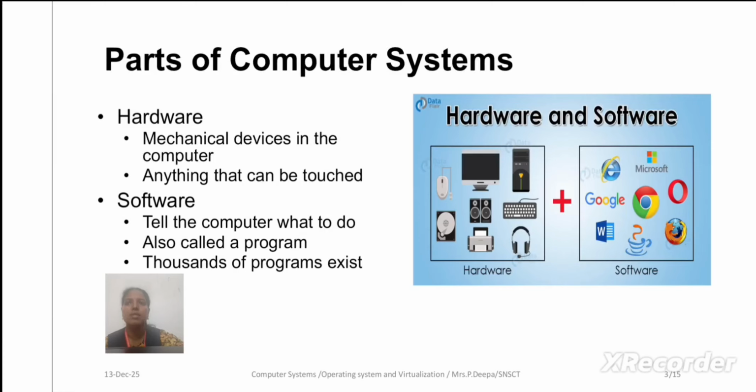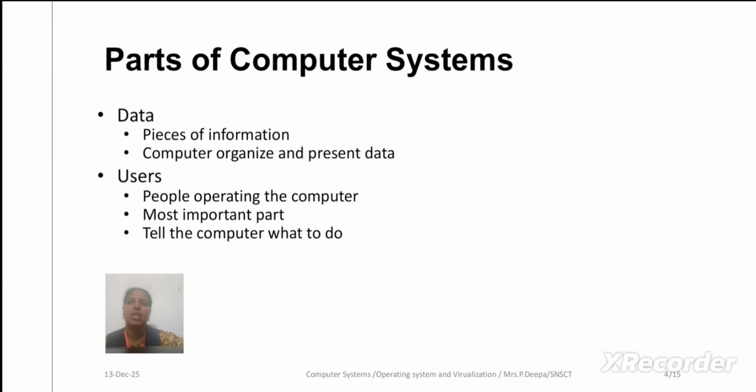Hardware refers to the physical components of the computer, such as the keyboard, monitor, CPU, and memory. The software includes the programs and the operating system that control the hardware. Data represents the raw facts or figures or information that are processed by the computer. Users are the people who interact with the computer system and give instructions. All these parts must work together for a computer system to function properly.